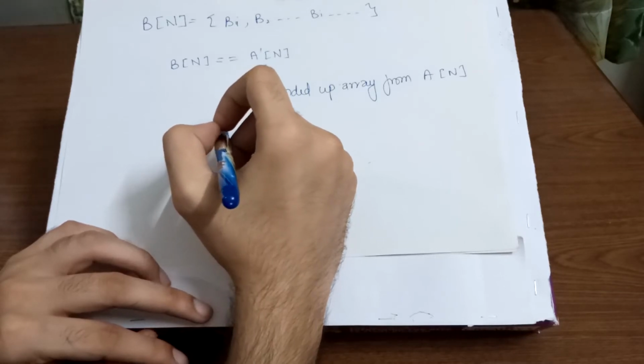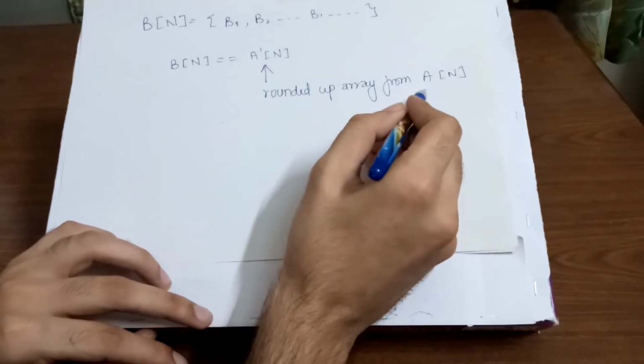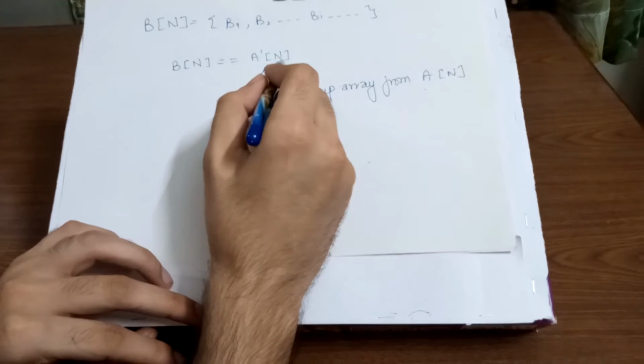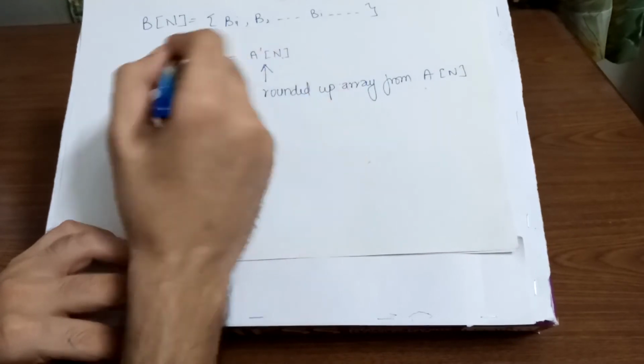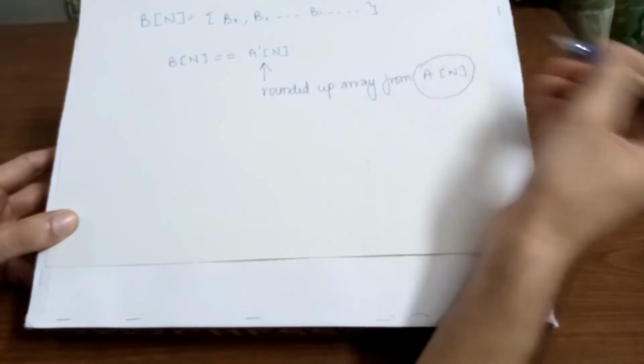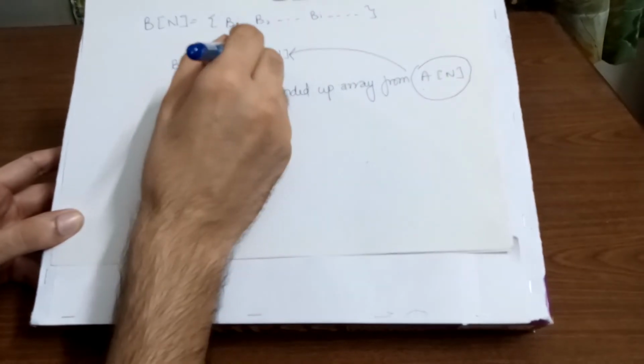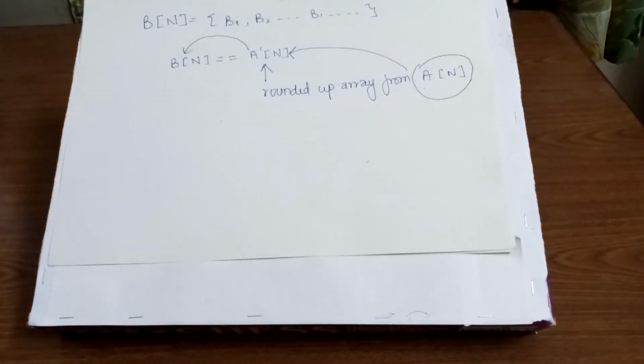It's said in the question whether there exists some valid statistic A of size n which can be rounded up and it becomes same as B. So if there exists a statistic of size n which can be rounded up to be same as B, which we can see from this relation is actually true. So that was all about the problem statement.